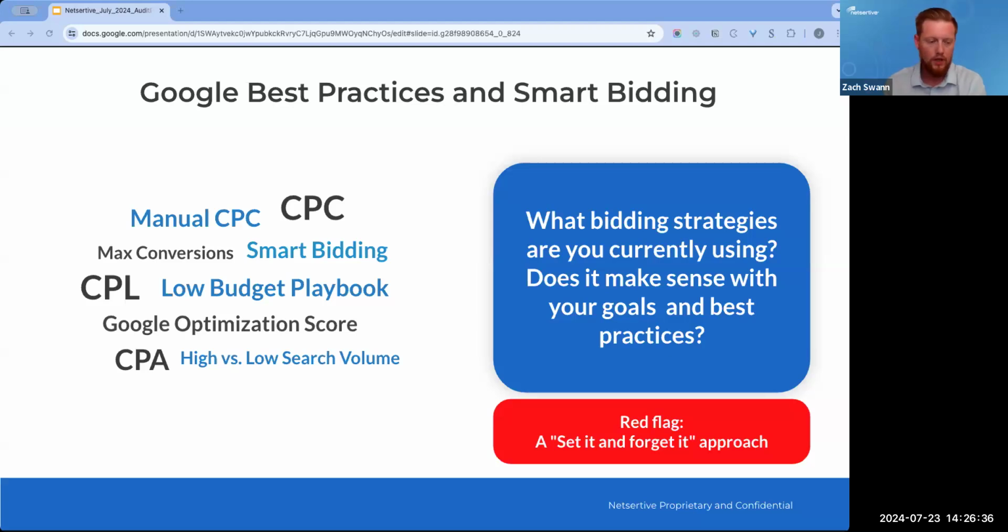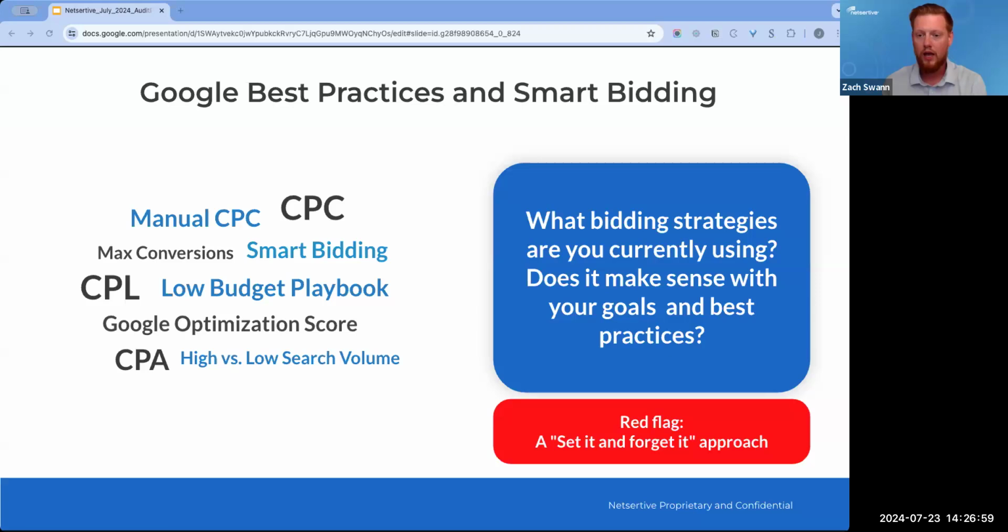Now, there are nuances to this. It isn't, again, a one size fits all statement. We leverage maximize clicks sometimes when it's a lead based strategy. And the reason for that is you have to have, as a best practice, 15 conversions within the last 30 days for the algorithm to identify where the opportunity is to drive those conversions.